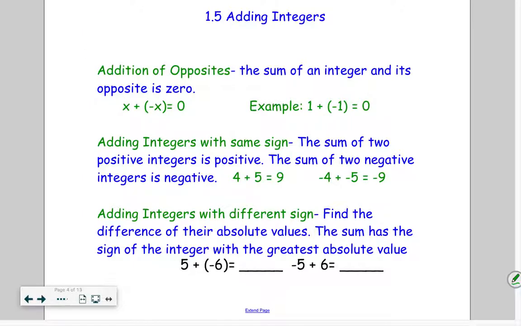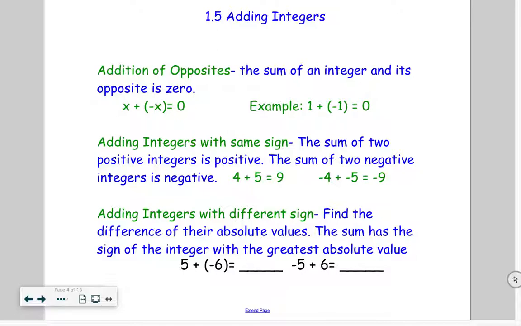All right, addition of opposites. The sum of an integer and its opposite is going to be 0. In other words, what this is saying is if I add 1 plus a negative 1, I get back to 0. 5 plus a negative 5 is going to get me back to 0. Think about that on a number line. If I had 5 plus a negative 5, I would go to 5, right? Plus 5 negatives, 1, 2, 3, 4, 5, gets me back to the number 0. So if you add a number and its opposite, the answer is always going to equal 0.